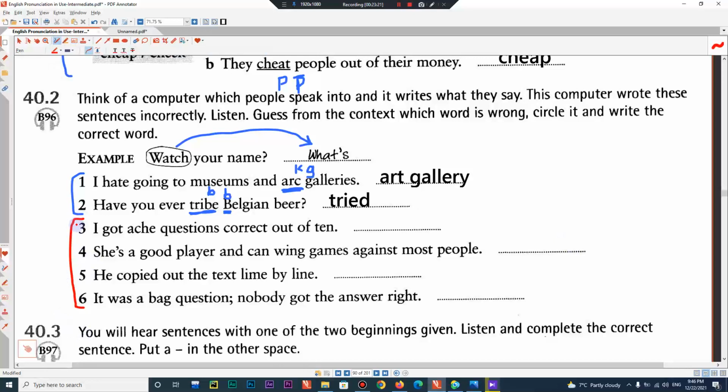Now I'm going to give you some time to go through number 3, 4 to 6. Please pause the video at this point, try doing it on your own, and then resume the video and check your answers with me.